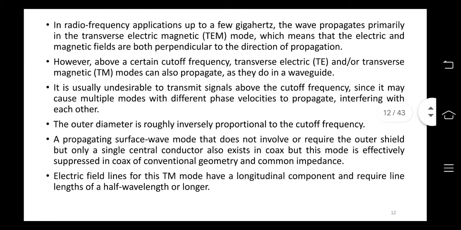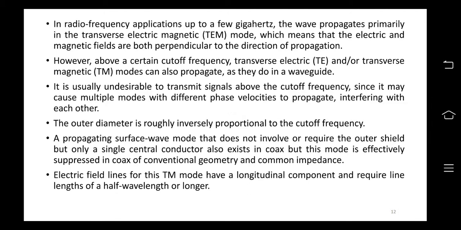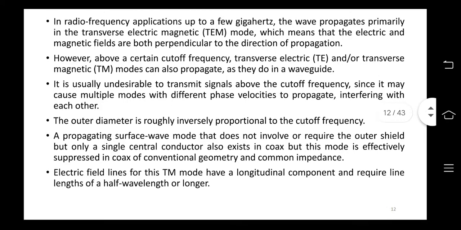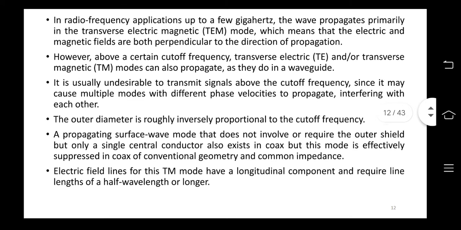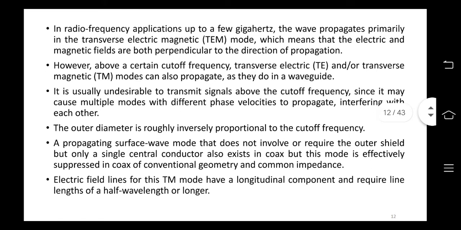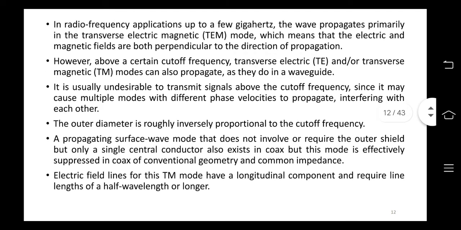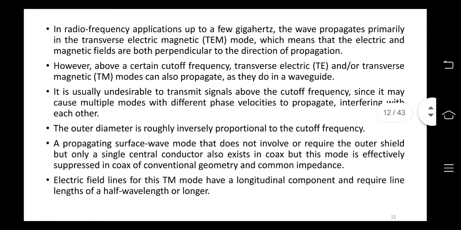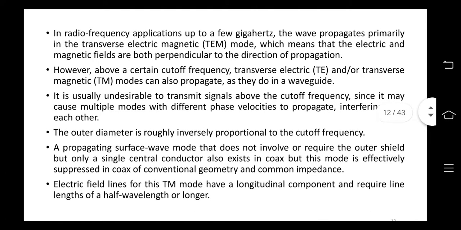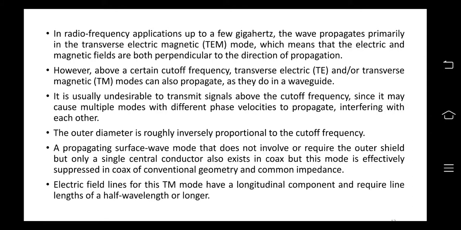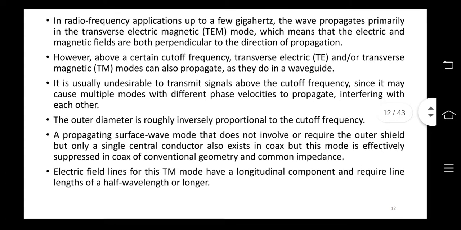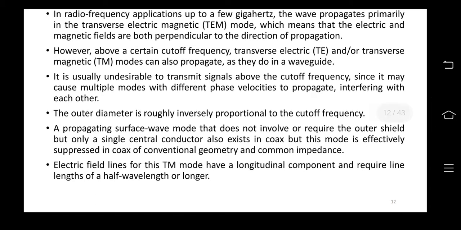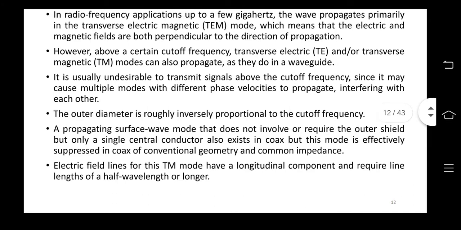In radio frequency applications up to a few gigahertz, the wave propagates primarily in the transverse electromagnetic mode, which means that the electric and magnetic fields are both perpendicular to the direction of propagation. However, above a certain cutoff frequency, the transverse electric or transverse magnetic modes can also propagate, as they do in a waveguide. It is usually undesirable to transmit signals above the cutoff frequency, since it may cause multiple modes with different phase velocities to propagate, interfering with each other. The outer diameter is roughly inversely proportional to the cutoff frequency.